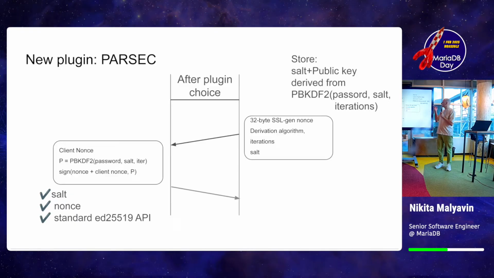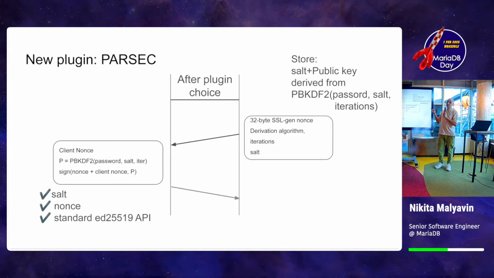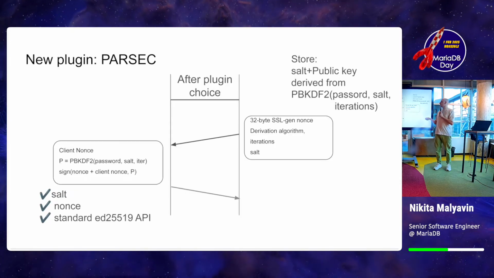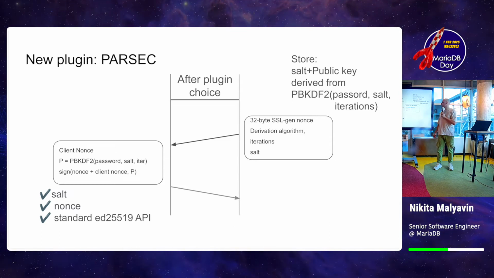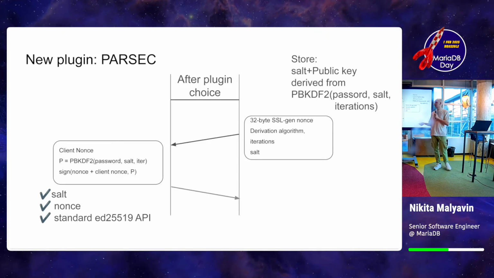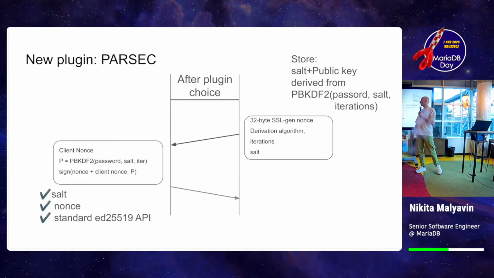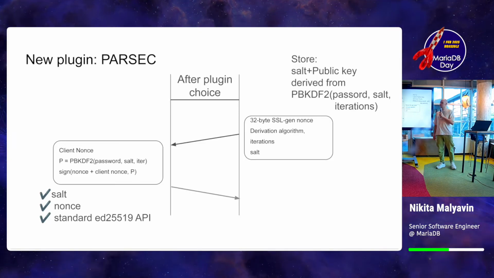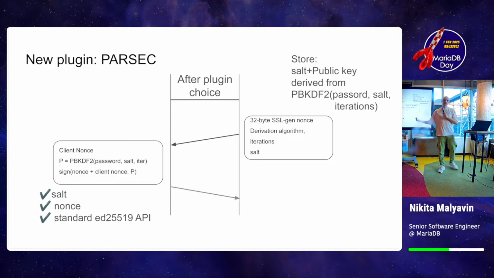And here's what's stored: a public key derived from this PBKDF2 function, and also the salt, and some extra data about the algorithm that is used. So more data is sent. It's also a 32 byte nonce, and the algorithm that is used, and the number of iterations used by the PBKDF2 function, and the salt itself. So the client will have all the data to generate this PBKDF2 from the password, and finally send the challenge response, which is a concatenation of two nonces signed by this hash.